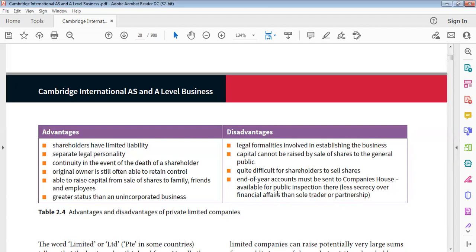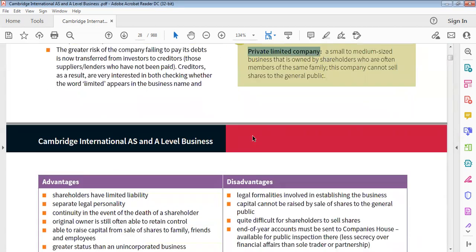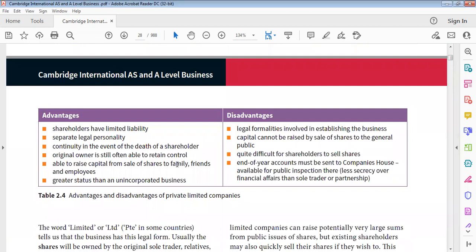All right. Now let's come back to limited company. We are talking about private limited company. And we have learned that in a private limited company, they can only sell to the family members, friends and employees.